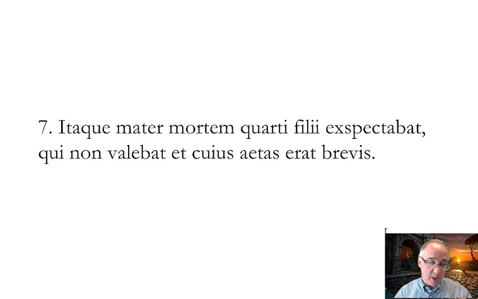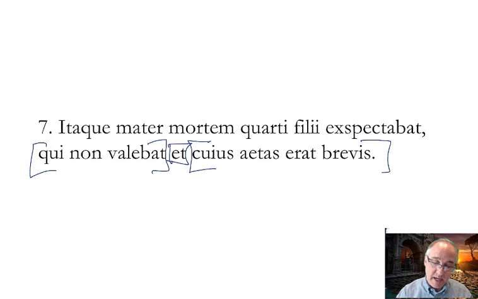Number 7. Itaque mater mortem quarti filii expectabat, qui non valebat, et cuius aetas erat brevis. Right off the bat, here we go. Qui non valebat, et cuius aetas erat brevis. There's two relative clauses in there. We'll deal with them separately.